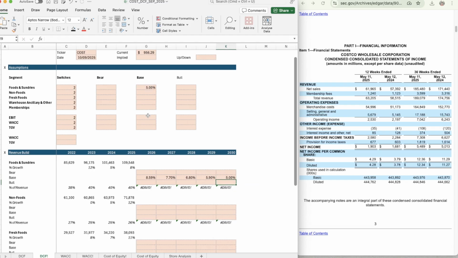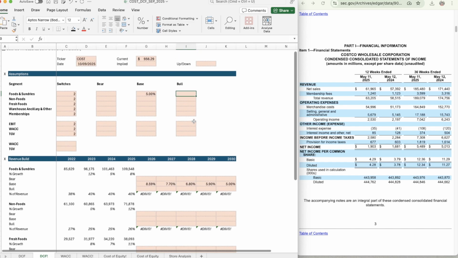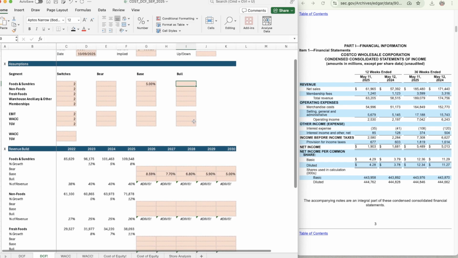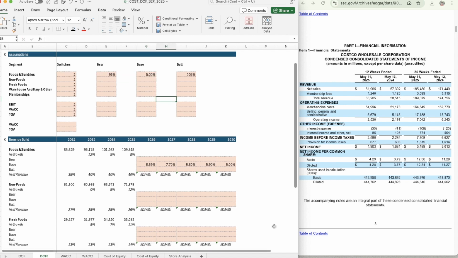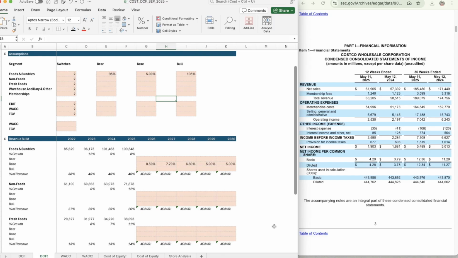Oh, there we go. And we're going to say for the bull case that Costco will, let's say, do 105% of this 5% target. And for the bear, we say it gets to 95. Costco's revenue is fairly predictable, so I think it's probably a fair forecast.